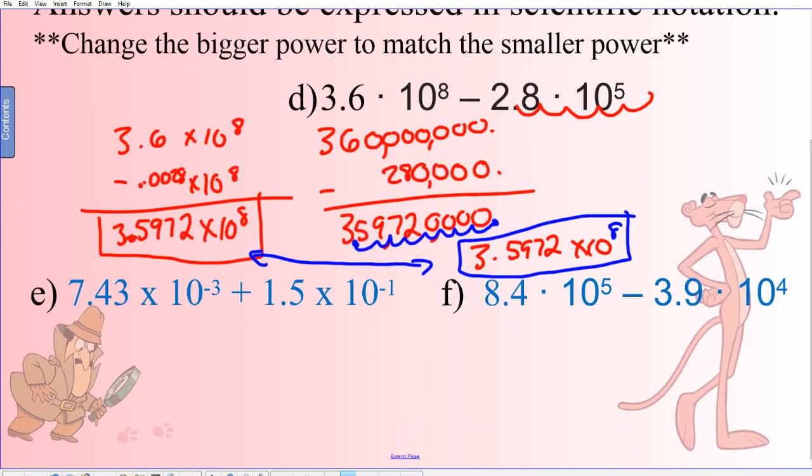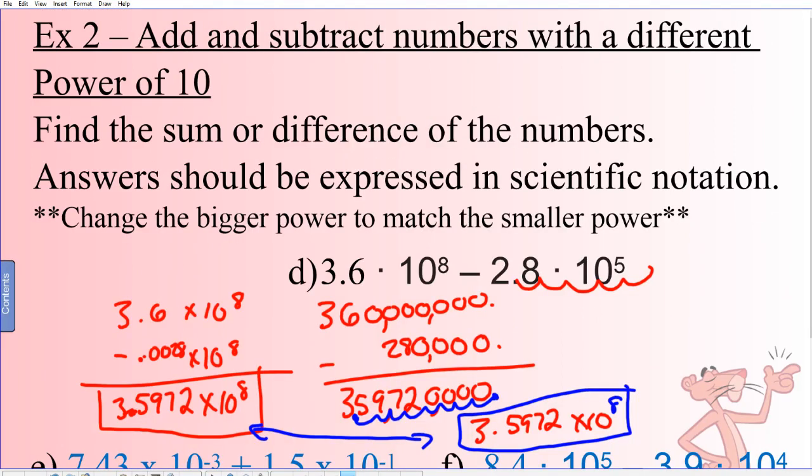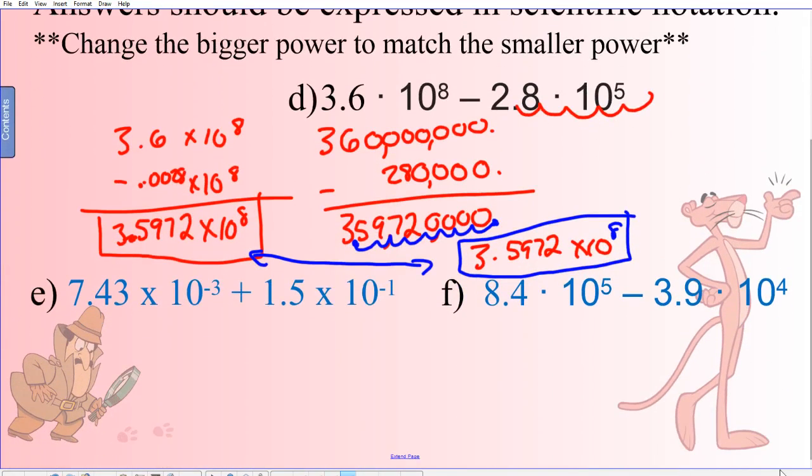Here are, I think, maybe the last two of this type. So go ahead and pause the video. Try these two on your own, whichever method you like best. And when you are ready to continue, hit play, and we'll go through it together.